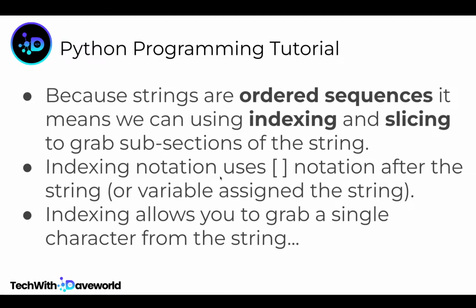Basically, when you are trying to grab a particular word in Python, you can use these square brackets at the front of the string or the variable that is assigned to that particular string to grab a series of text from that string. Basically, indexing allows you to grab a single character from a string. You can grab a single character or multiple characters from a particular string, and that's what indexing allows you to do.